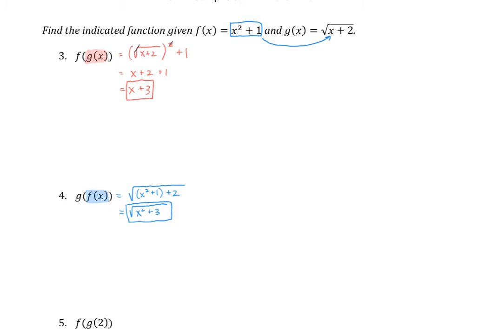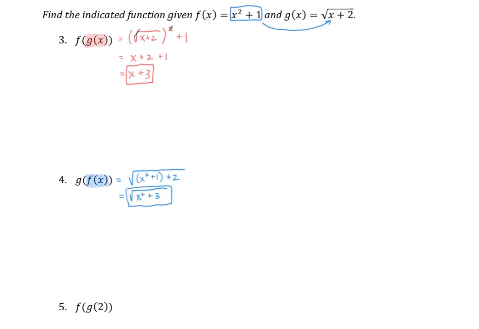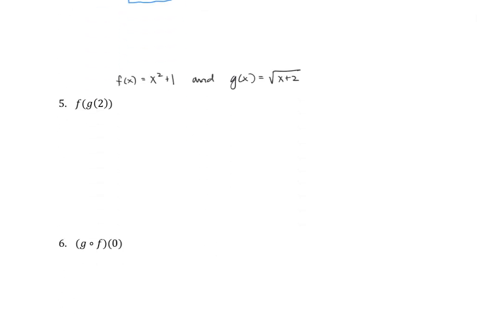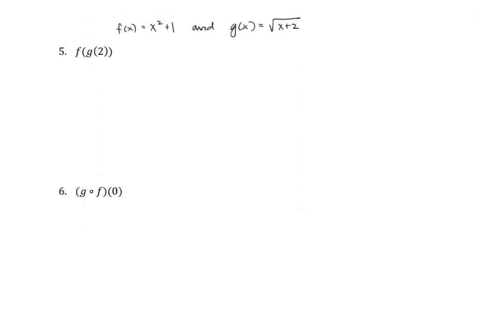All right, number 5, I'm going to have to write down f of x and g of x so I can see it as I move down. So we have to remember f of x is equal to x squared plus 1, and g of x is equal to the square root of x plus 2. Okay, so same directions for these two.